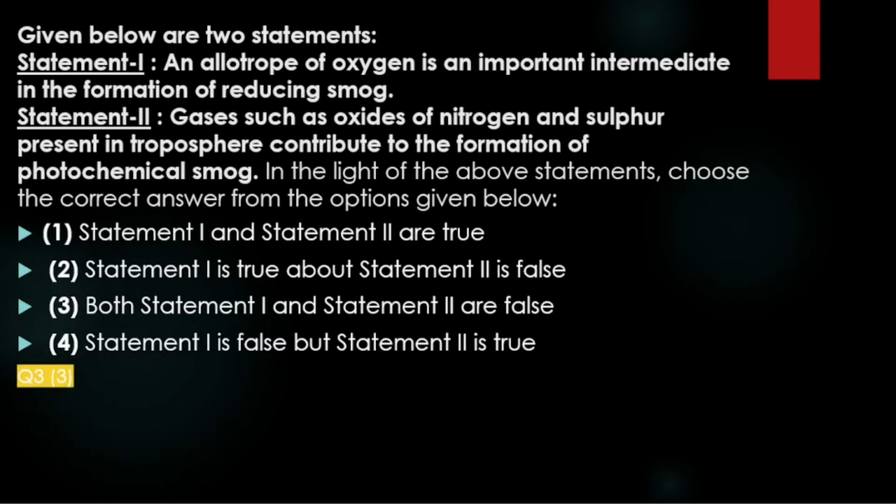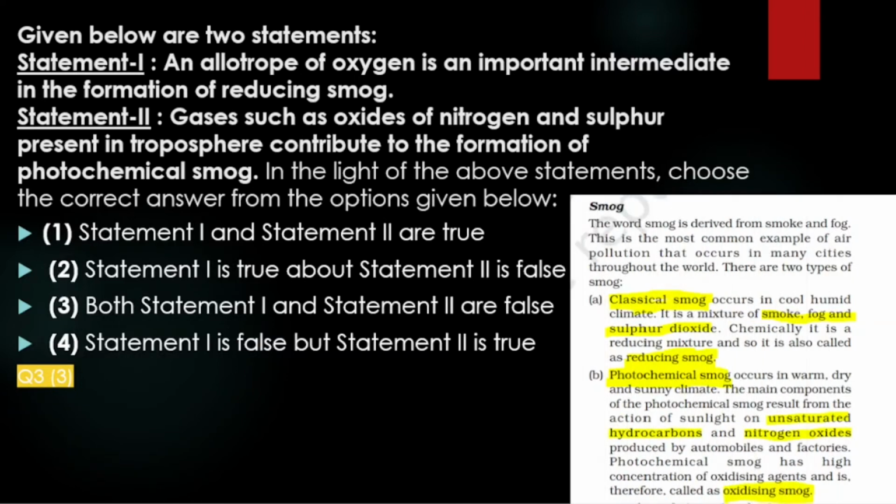The answer is third, that is, both are false. Why? Because reducing smog, also known as classical smog, occurs due to the mixture of smoke, fog and sulfur dioxide, which is not an allotrope of oxygen. It is also called reducing or classical smog. Photochemical smog occurs in warm, dry and sunny climate. Main components are unsaturated hydrocarbons and nitrogen oxides, which are produced by automobiles and factories. It is also known as oxidizing smog.